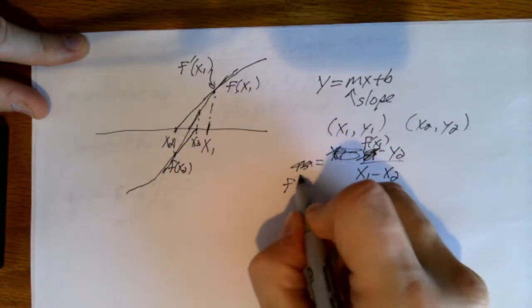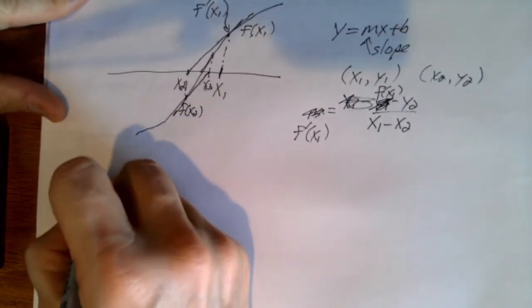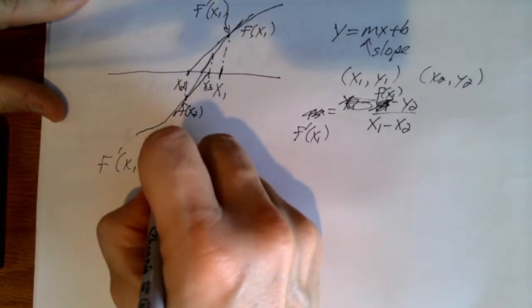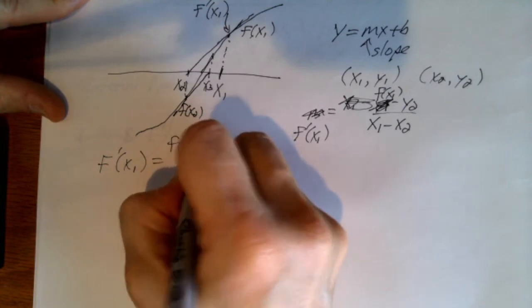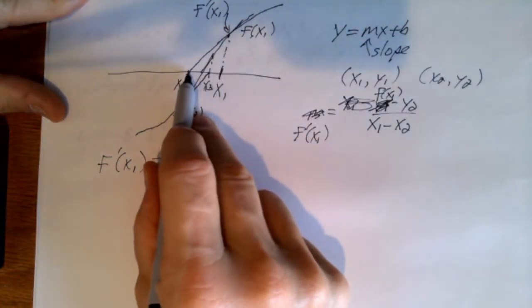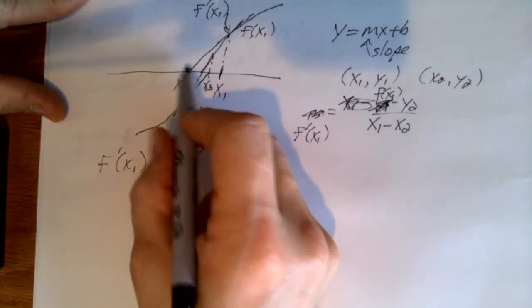So we'll have this right here. And so now if I rearrange this, let's rewrite that to make it a little easier to see. Have f prime of x1 is equal to f of x1 minus, what's y2 here? Well, y2 is going to be 0, right? Because we're looking for a root here.